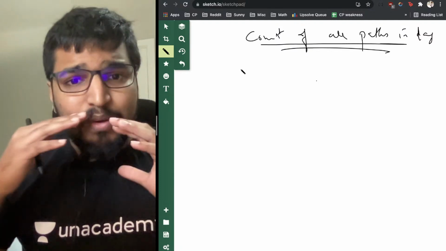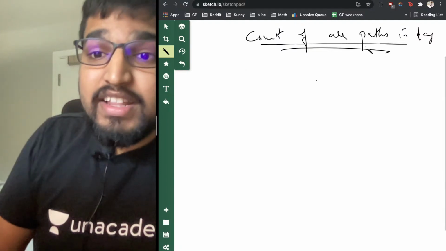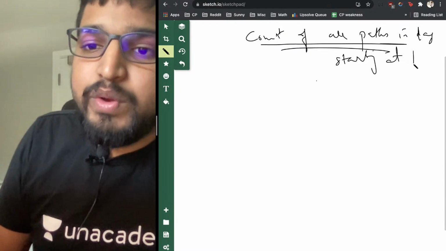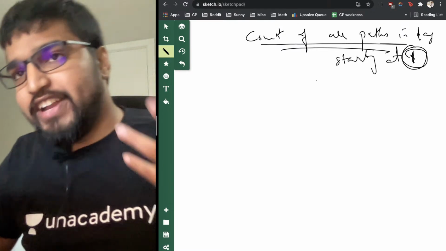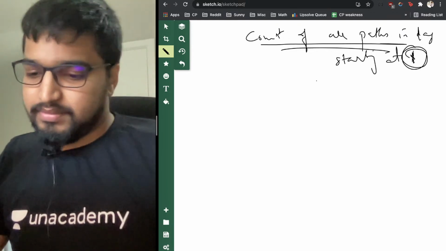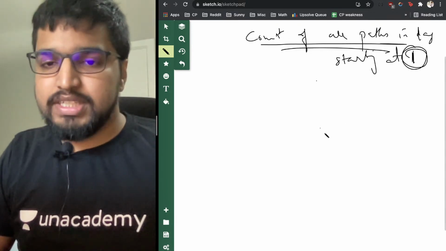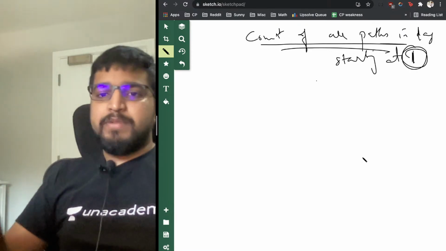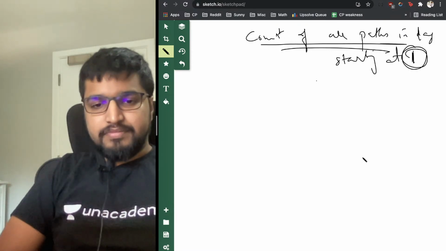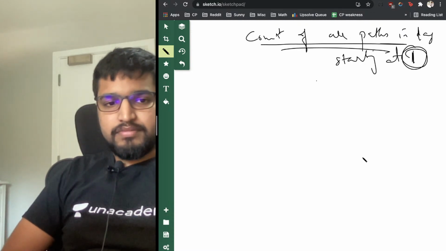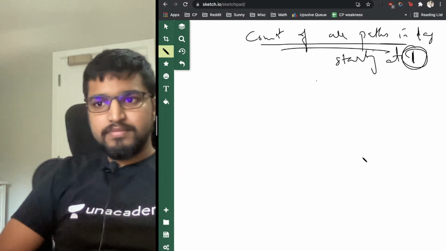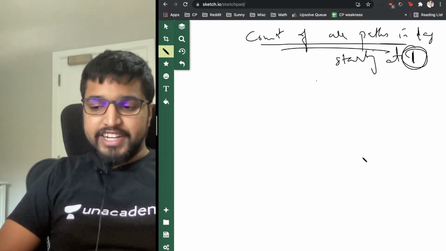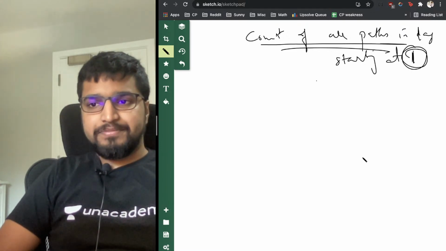Now, how do you count all the paths in the DAG starting at node 1, or if you're taking 0 index, node 0? How would we do this? How would you represent the number of paths starting at a node in smaller terms?